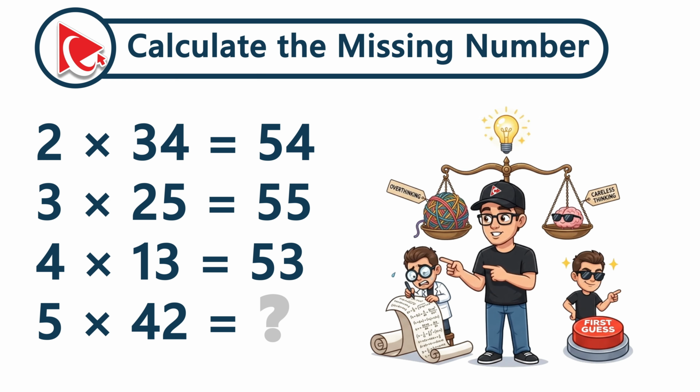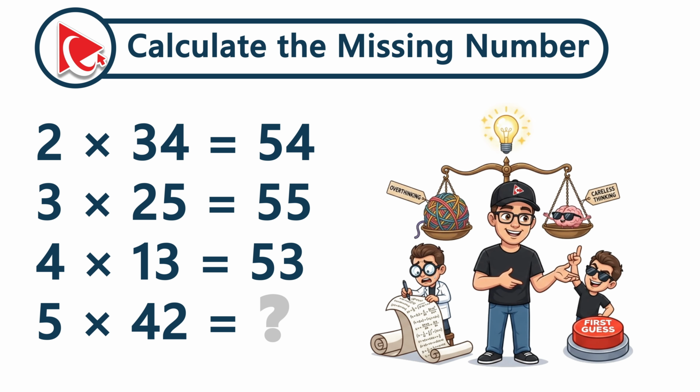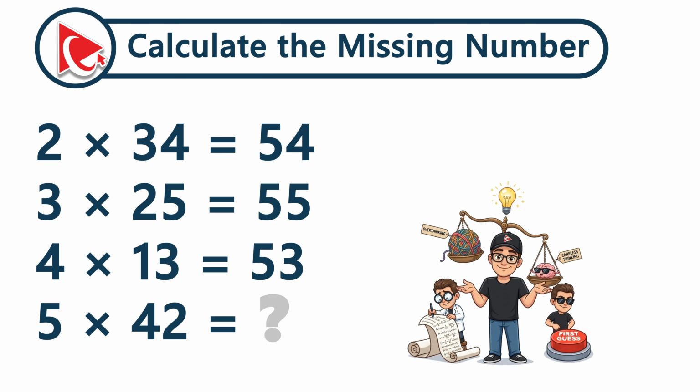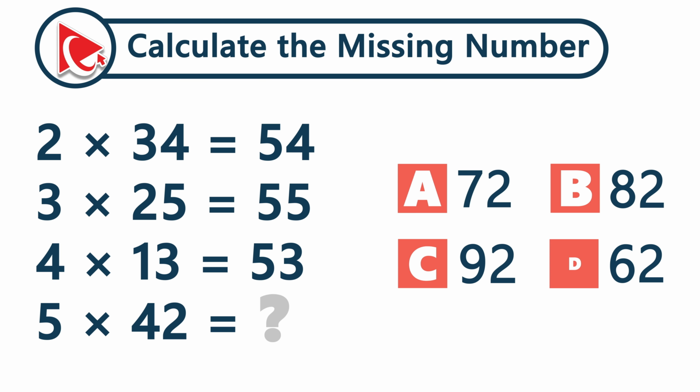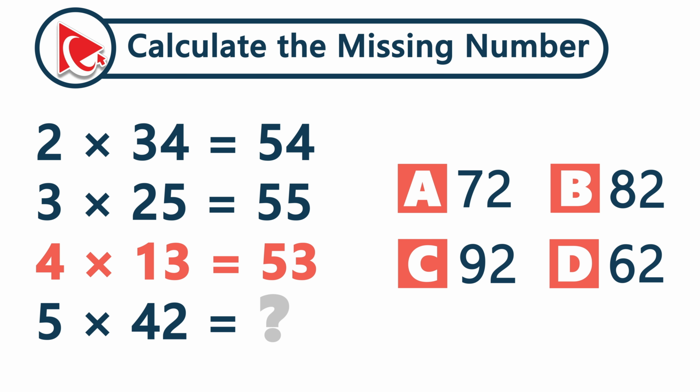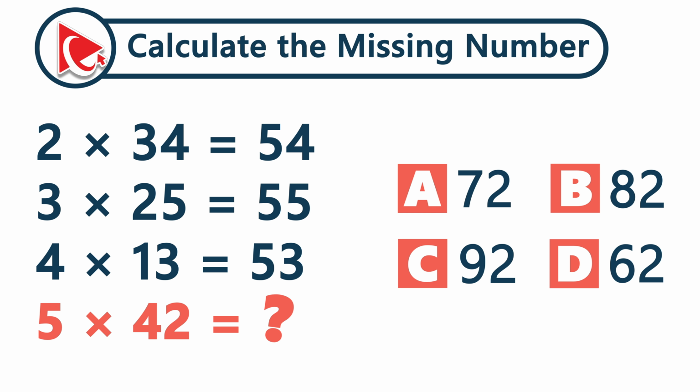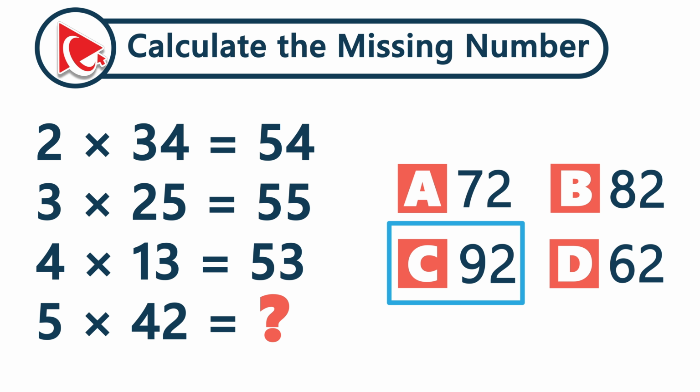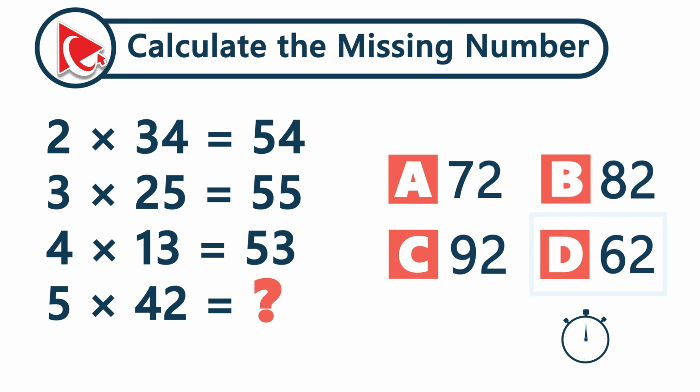This question is fun because it punishes overthinking and careless thinking at the same time. You need to analyze the expressions and calculate the missing number. 2 multiplied by 34 equals 54. 3 multiplied by 25 equals 55. 4 multiplied by 13 equals 53. And you need to calculate the result of 5 multiplied by 42 and select your answer out of 4 possible choices: A. 72, B. 82, C. 92, or D. 62.